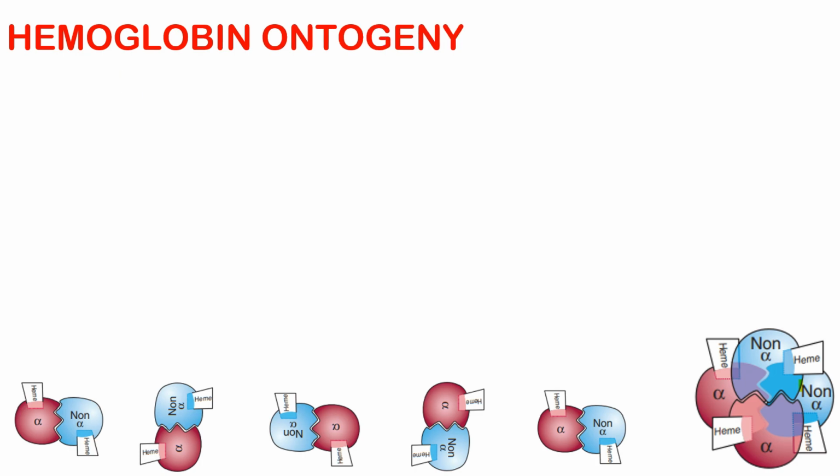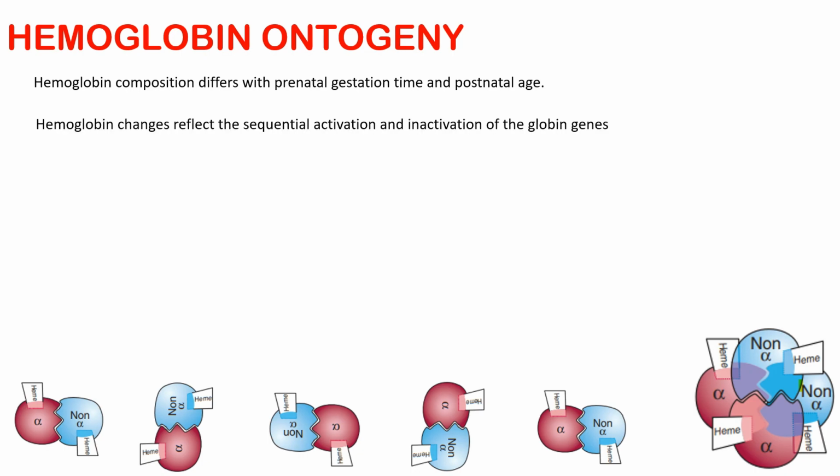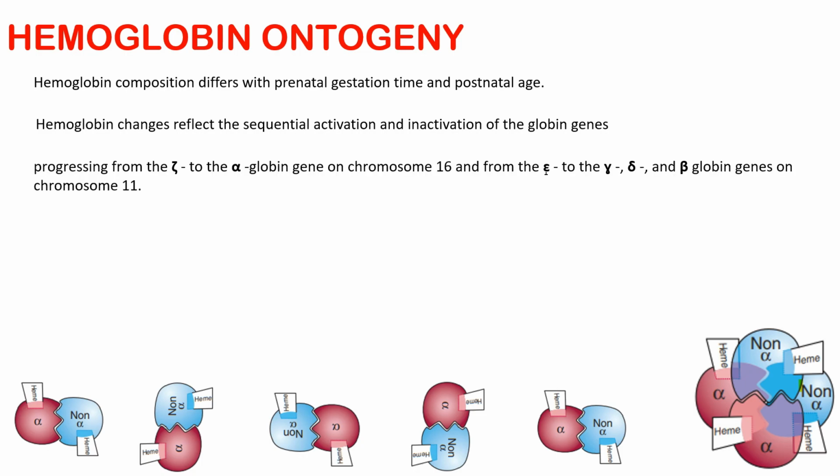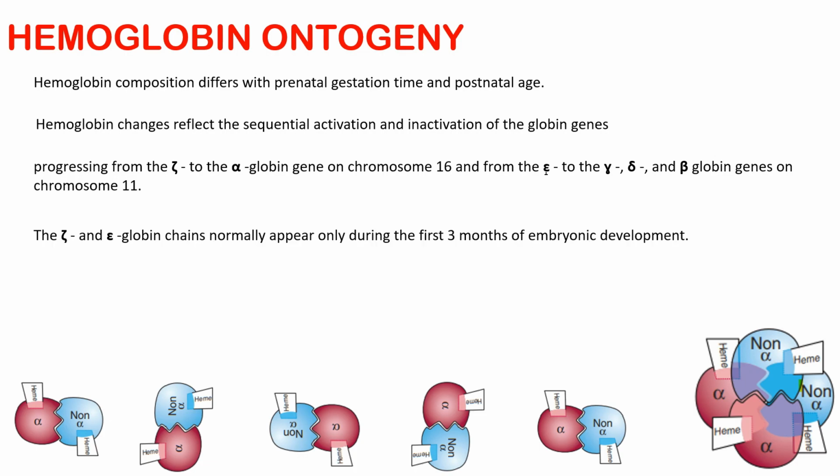Hemoglobin ontogeny. Hemoglobin composition differs with prenatal gestation time and postnatal age. Hemoglobin changes reflect the sequential activation and inactivation of the globin genes, progressing from the zeta to the alpha globin gene on chromosome 16 and from the epsilon to the delta and beta globin genes on chromosome 11. The zeta and epsilon globin chains normally appear only during the first 3 months of embryonic development.